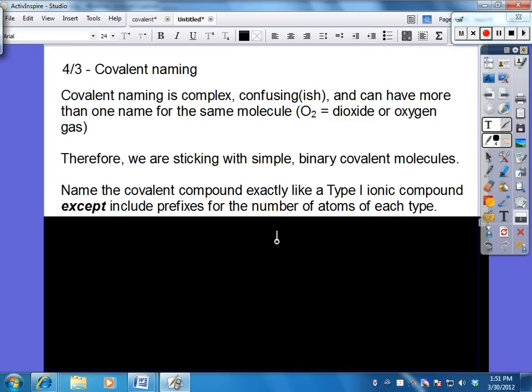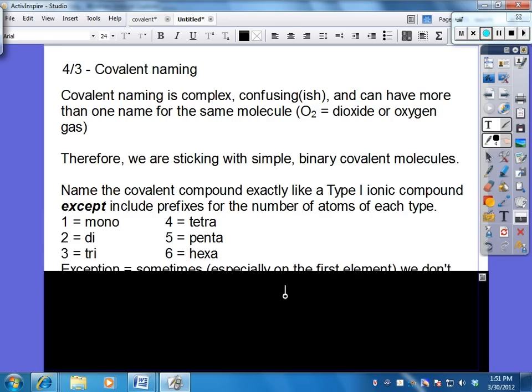The way you name a covalent compound, or if it's not a compound, it would be just a molecule, is exactly like type 1 ionic compounds. So go back to NaCl, LiF, the really easy ones that we did, Li2O, where you just did the name of the cation and then the name of the anion, but you changed the suffix to IDE. With one exception, this time you are going to include prefixes for the number of atoms of each type. So that's where we get O2 being dioxide.